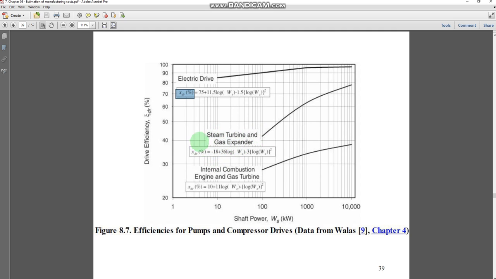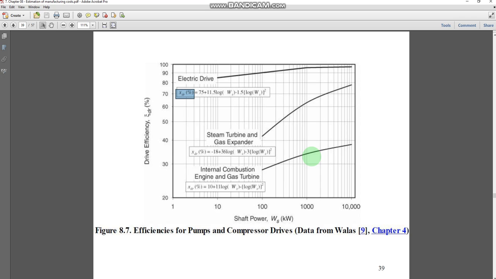So this is another type of equipment that can be used to generate electricity. Here you can put in the information for the shaft power that you can actually get from any steam turbine or gas expander, and then use this equation to get the value for the driver efficiency. Similarly, for internal combustion engines, you can have the value for the shaft power, or the requirement for the shaft power, and then estimate the driver efficiency, or you can simply use these graphs to get an idea about the shaft power.